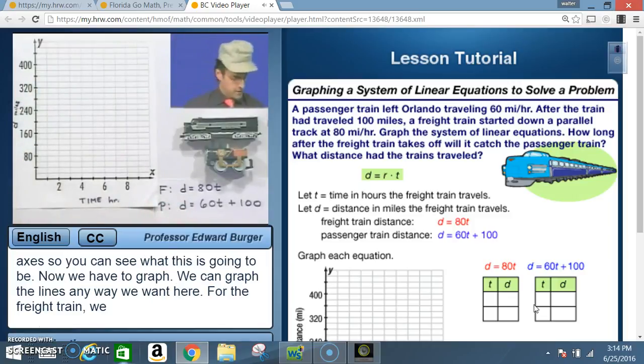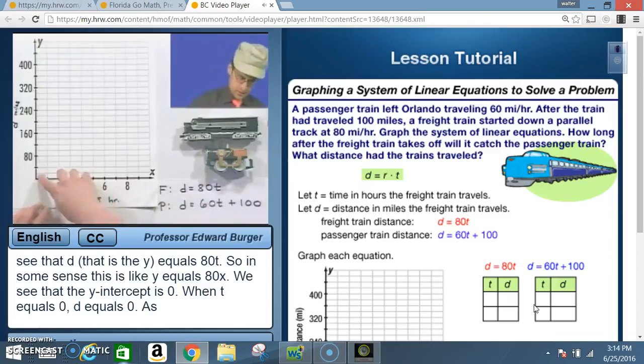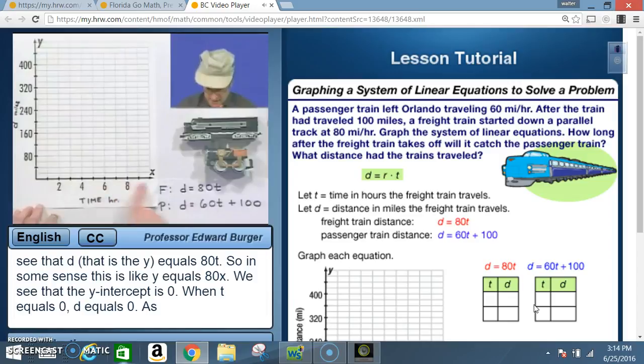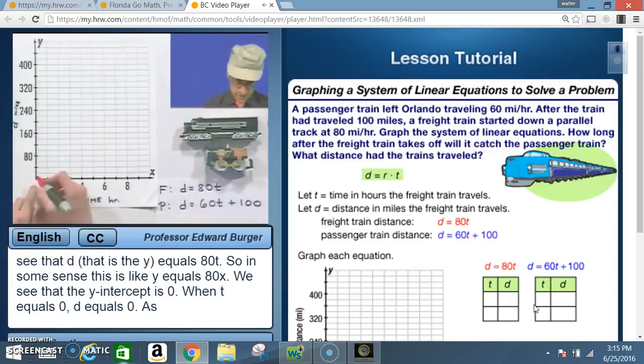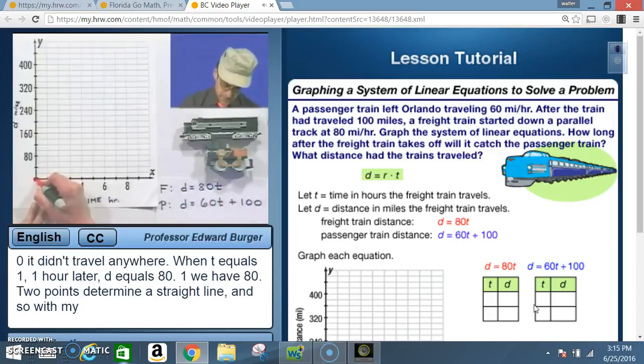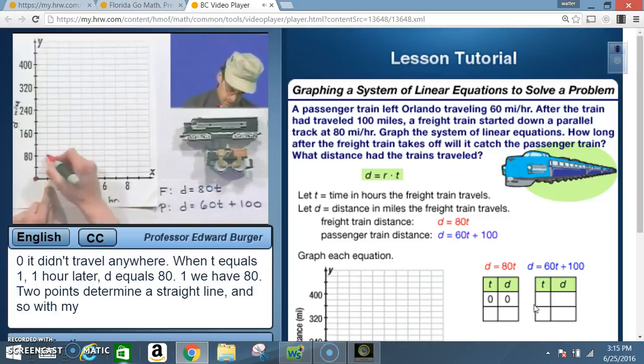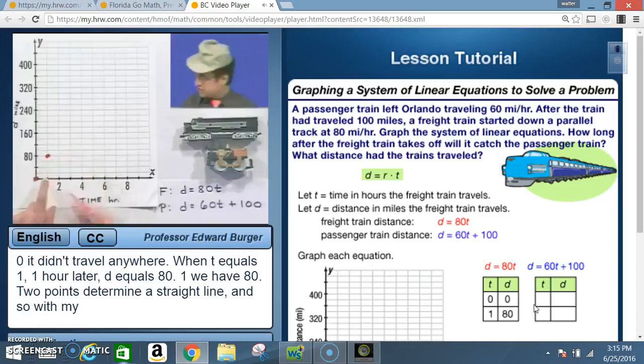And now we have to graph. And so we can graph the lines kind of any way we want here. So for the freight train, we see that d, that's the y, so d equals 80t. So in some sense, this is like y equals 80x. So we see that the y-intercept is 0. When t equals 0, d is 0. So at 0, it didn't travel anywhere. And then when t, for example, is 1, so 1 hour later, d is 80 times 1, which is 80. So at 1, we have 80. 2 points, of course, determine a straight line.